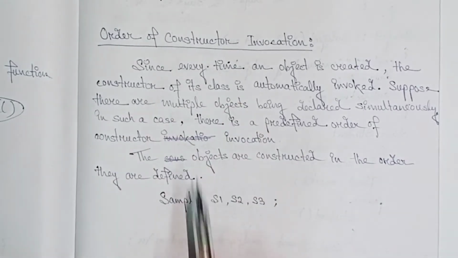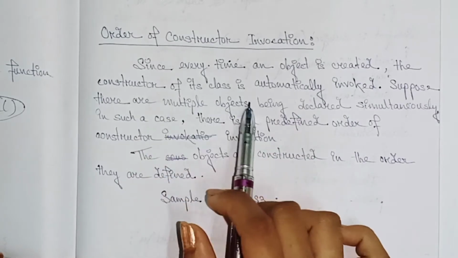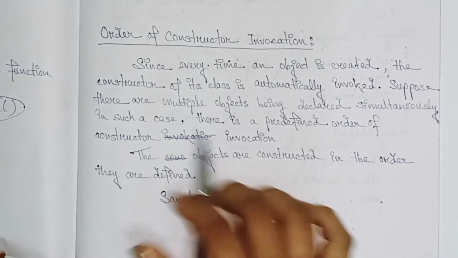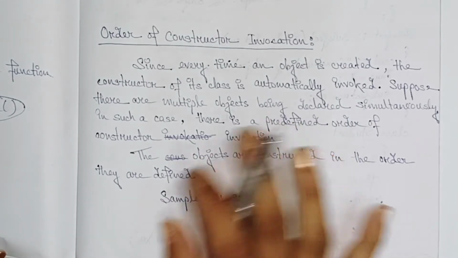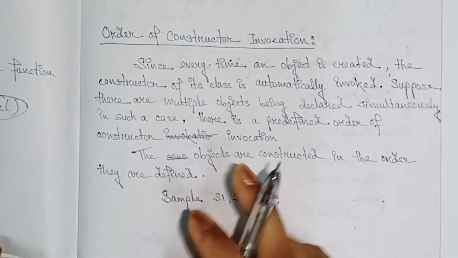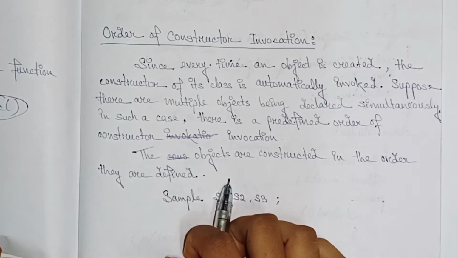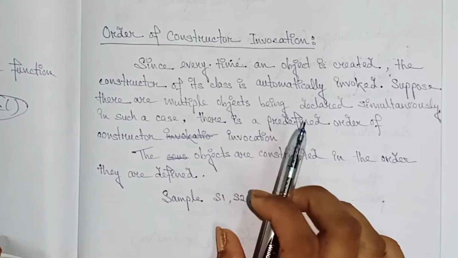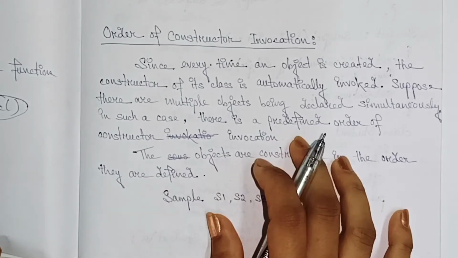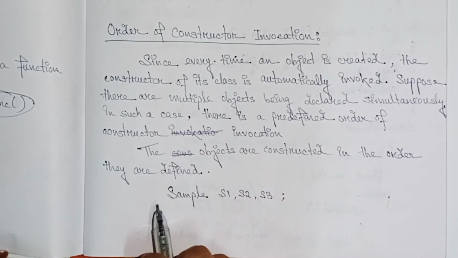So this is the thing we will define here. Since every time an object is created, the constructor of its class is automatically invoked, that we already know. Now suppose there are multiple objects. If one object is there, then it is not creating any problem. There will be no order of constructor invocation, because only one object is there and that object will automatically invoke the constructor. Now, if there are multiple objects simultaneously declared in a predefined order, then what will be the order of the invocation of the constructor?